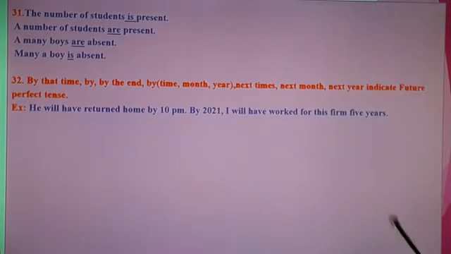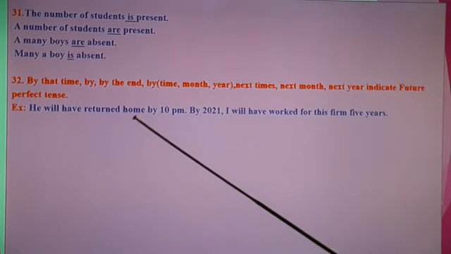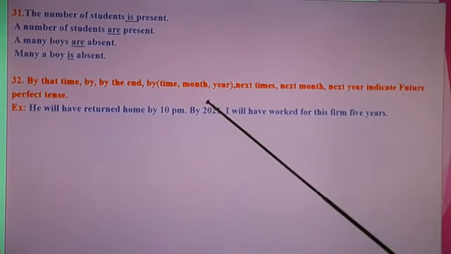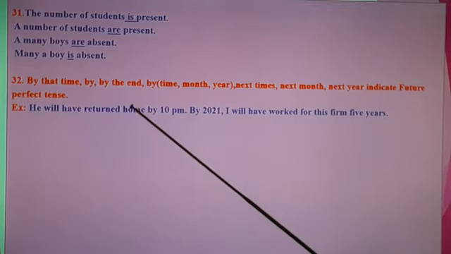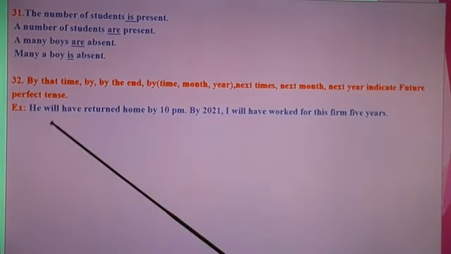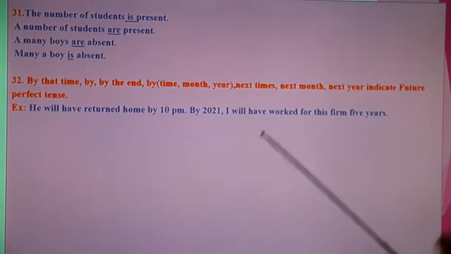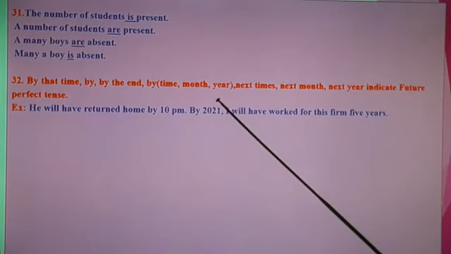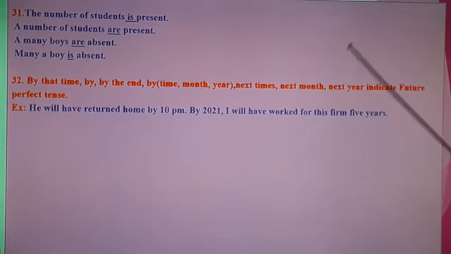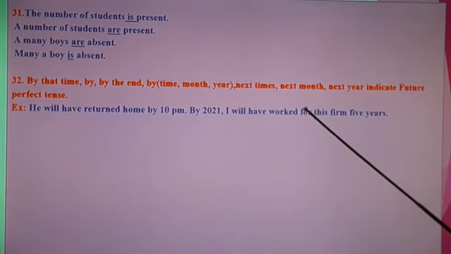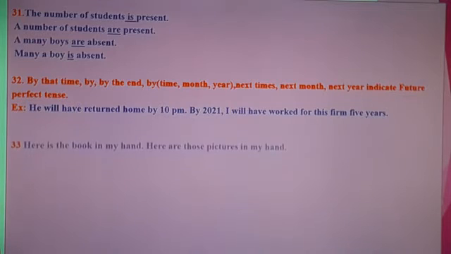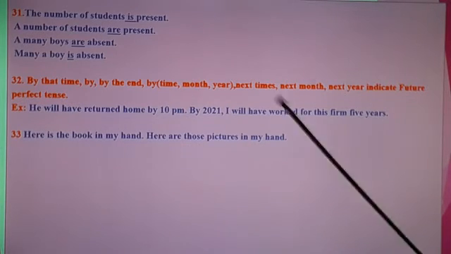So have a look, you have an example. He will have returned home by 10 p.m. Because of by 10 p.m., I converted this into future perfect, that is, he will have returned home. And another one: by 2021, I will have worked for this firm for 5 years. I mean, you have to convert it into future perfect tense. Let's see, we have more rules for us.